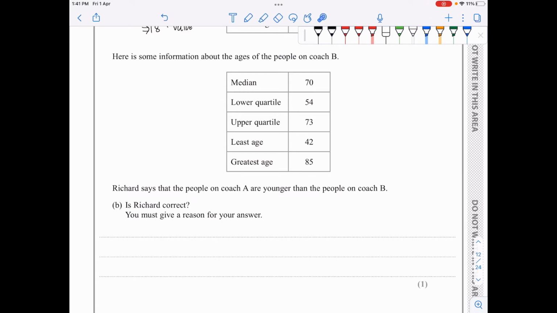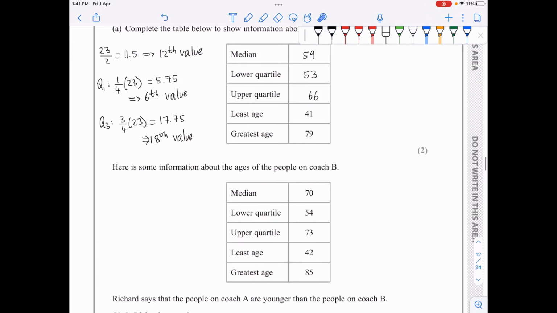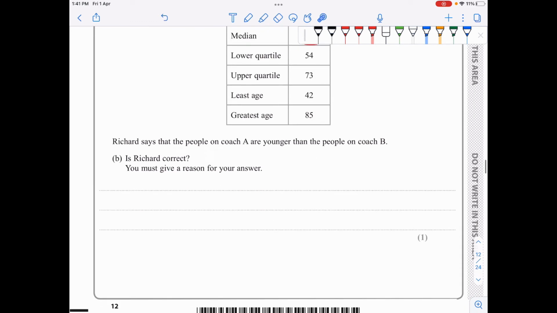Richard is saying that people on coach A are younger. Well, if you look at the medians, 59 against 70, this seems to be indeed the case. So our answer will be yes. The median age of people on coach A is less than those on coach B.